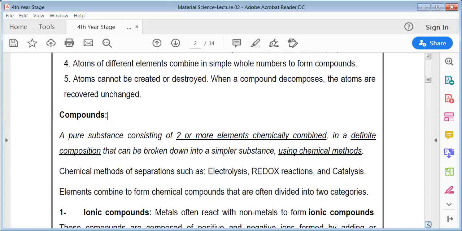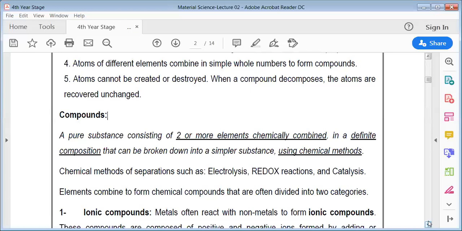That can be broken down into a simpler substance. For example, we can break down hydrogen peroxide to oxygen and water, and then we can decompose water to hydrogen and oxygen again. Of course, this decomposition of a compound to its elements should be done by chemical methods, not physical methods.